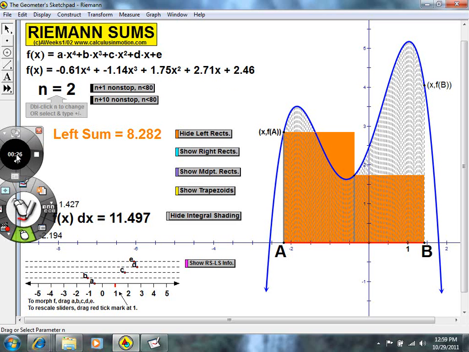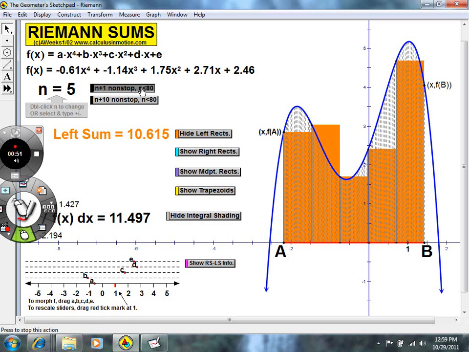Okay, so let's say I want to try to find the area under this curve. I could use these little rectangles, and you can see I've chosen just two rectangles. Okay, I'll pause that. And then if I increase the number of rectangles, that will actually be way more accurate.